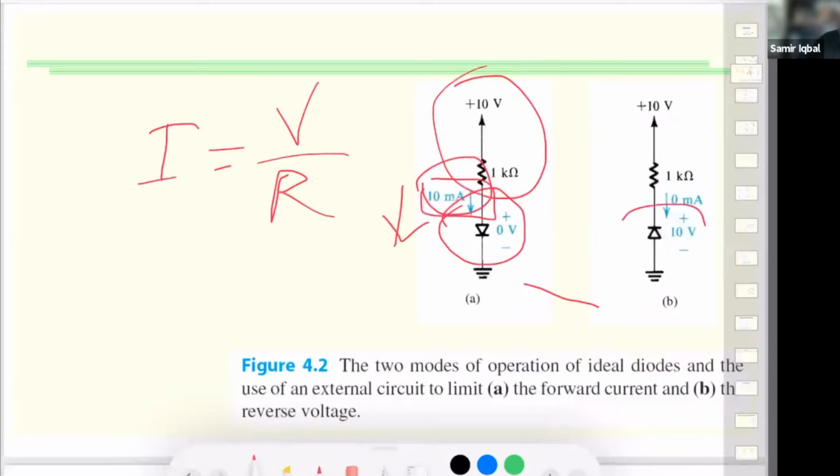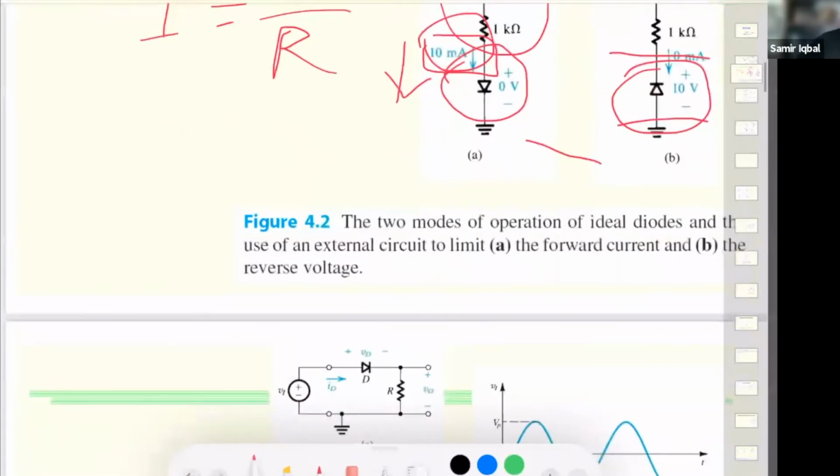But in this case, we say this would not conduct any current. So whatever the voltage is being applied would stay as it is. That has an application in circuits. We'll see where we can use them in logic circuits. We can use them as voltage limiter or even current limiter circuits.